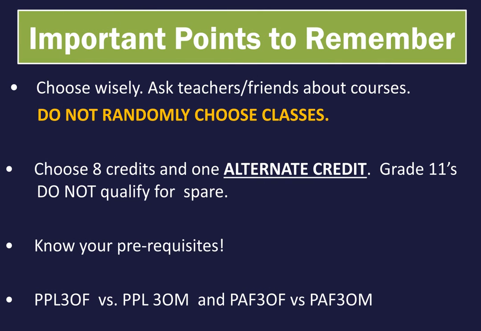Okay, moving on. Important points to remember. Choose your courses wisely. Ask your teachers, your friends about courses. Do not randomly choose classes. Choose 8 credits and then 1 alternate credit. You do not qualify for a spare in grade 11. Know your prerequisites. Okay, they will be very clear on Myblueprint.